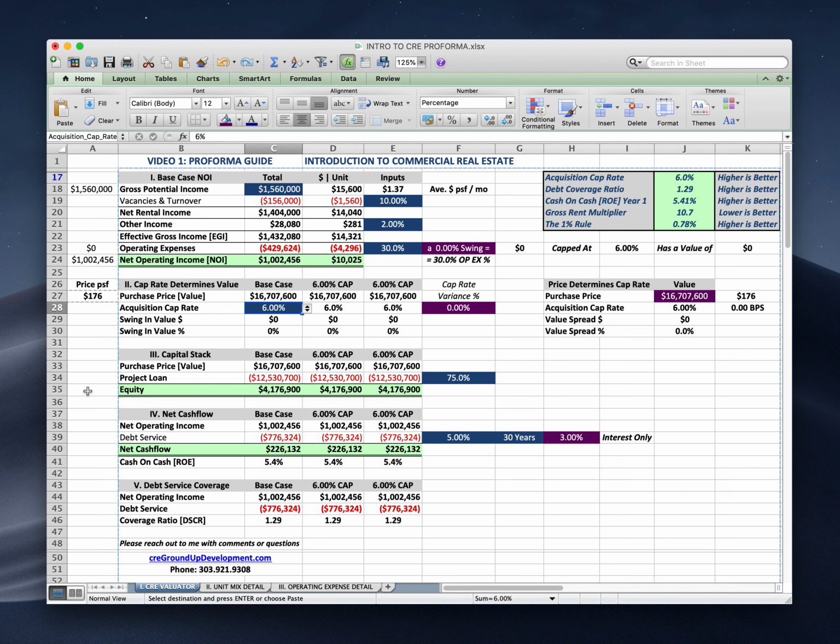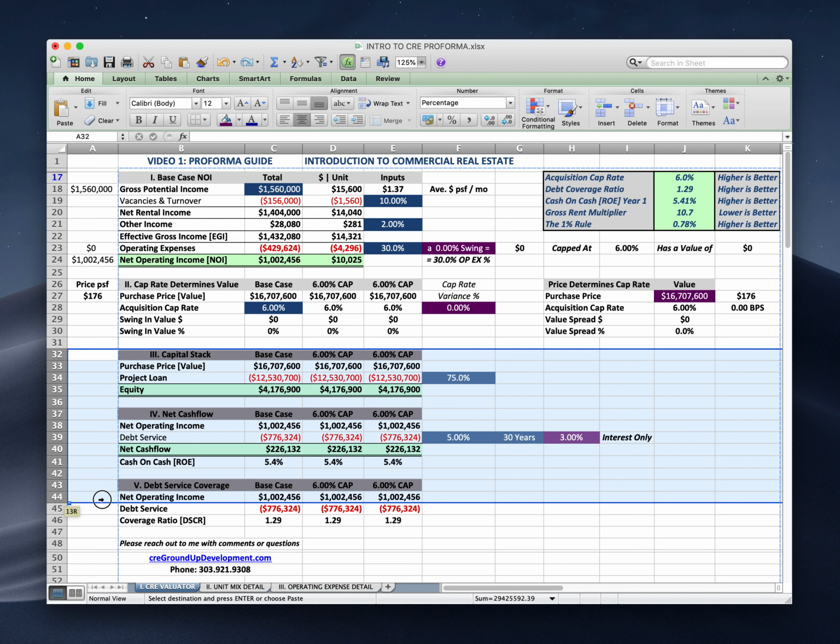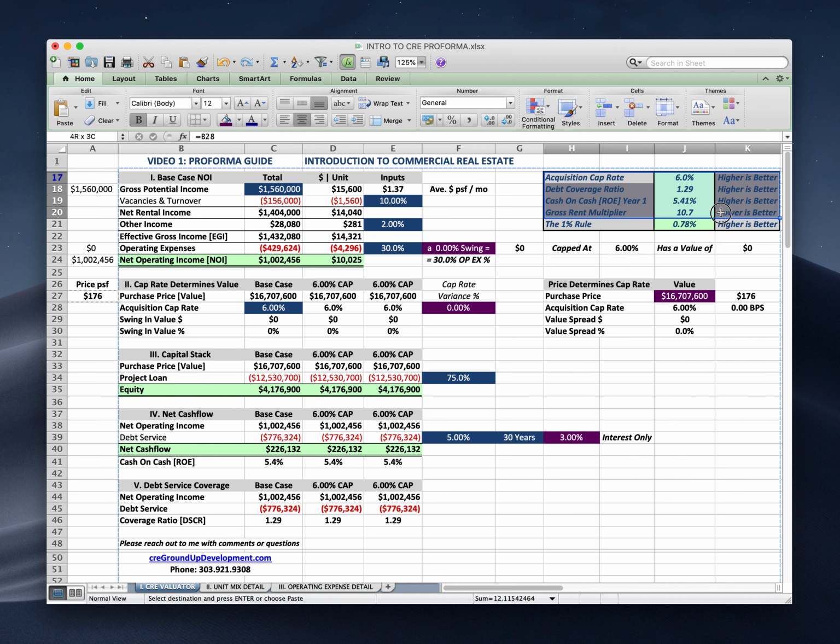Video 3 will be used to complete the analysis that is conducted by this pro forma by looking at capital stack, net cash flow, and debt service coverage ratios, as well as looking up here in the cheat sheet that will give you an idea real quickly over whether the project that you're looking at has legs, whether it is financially feasible or not. So let's get going on just the purpose of this video, which is to walk you through how this pro forma works.